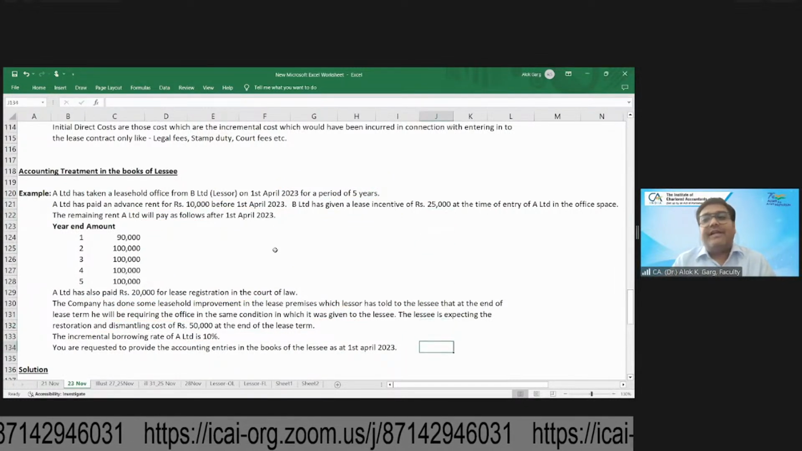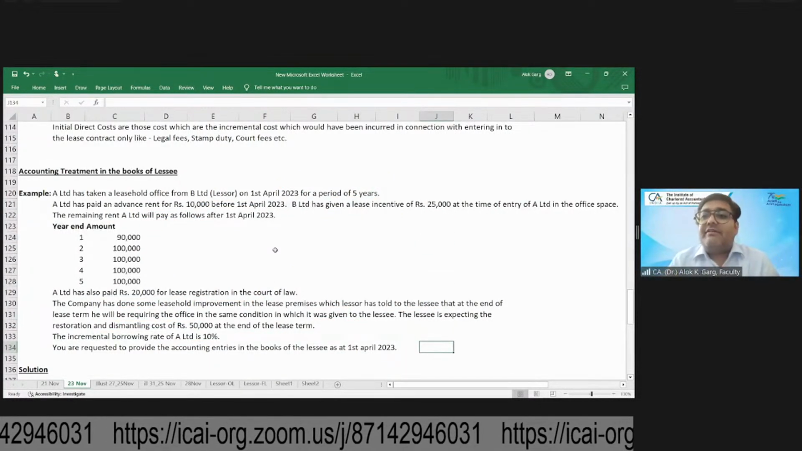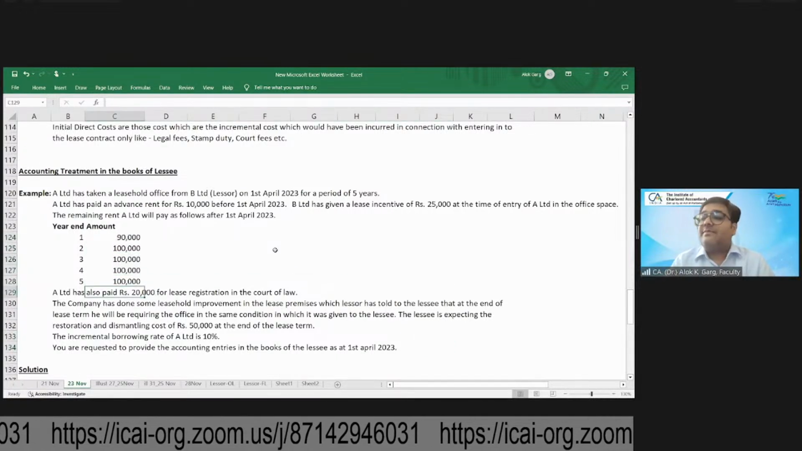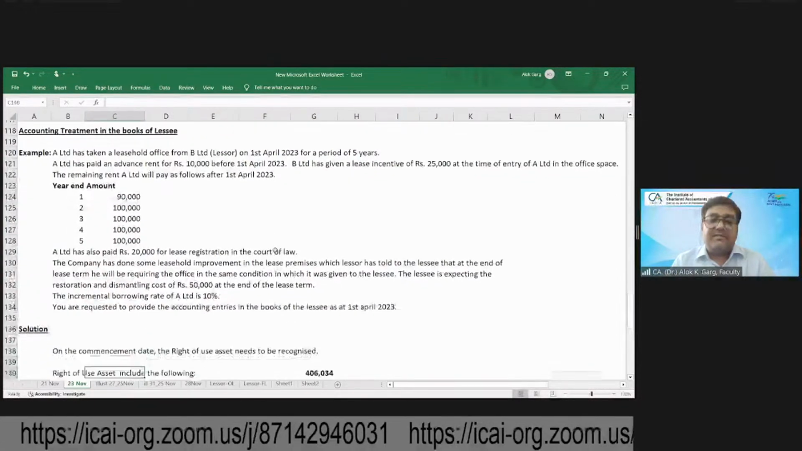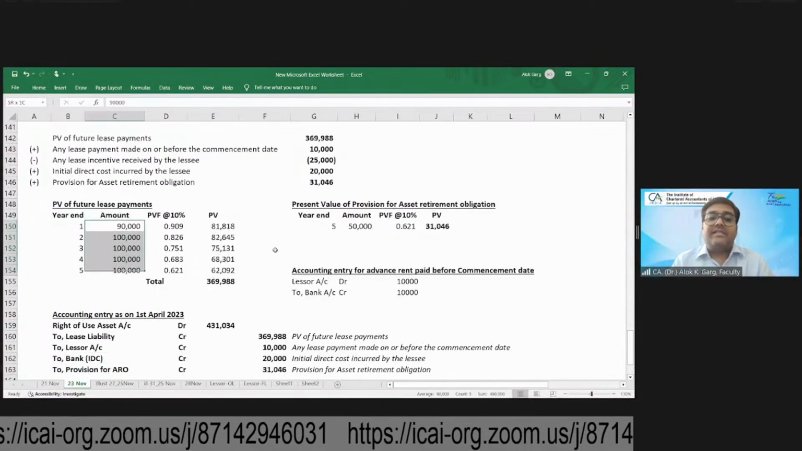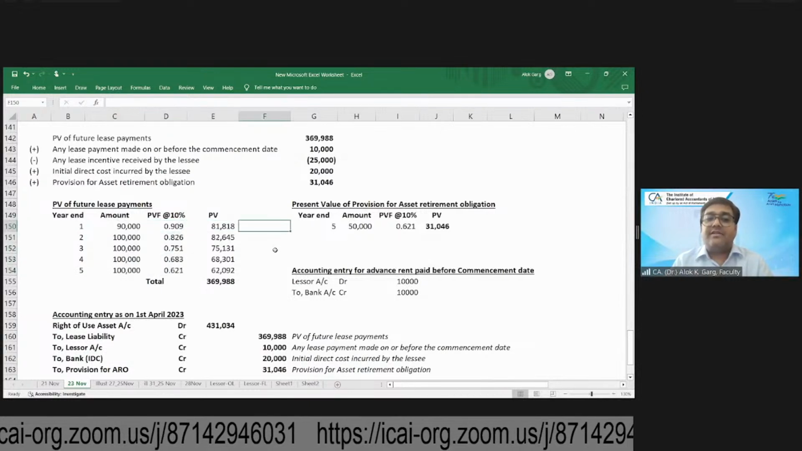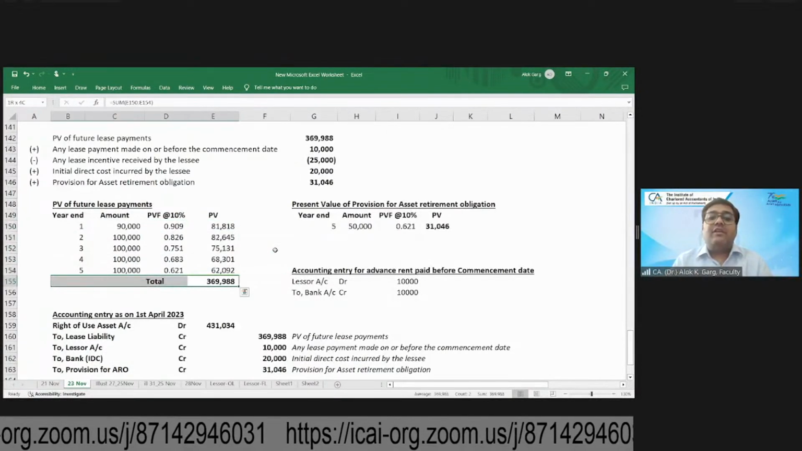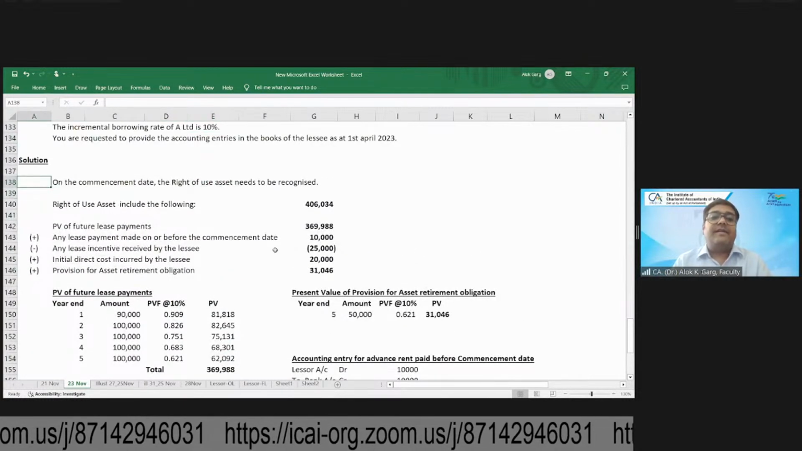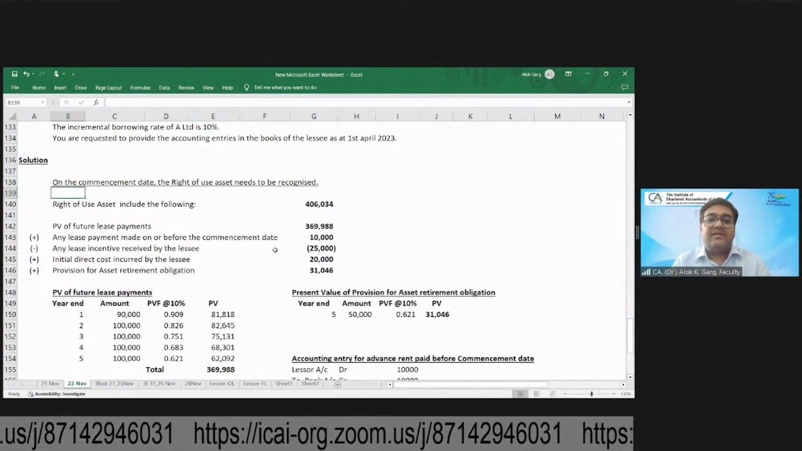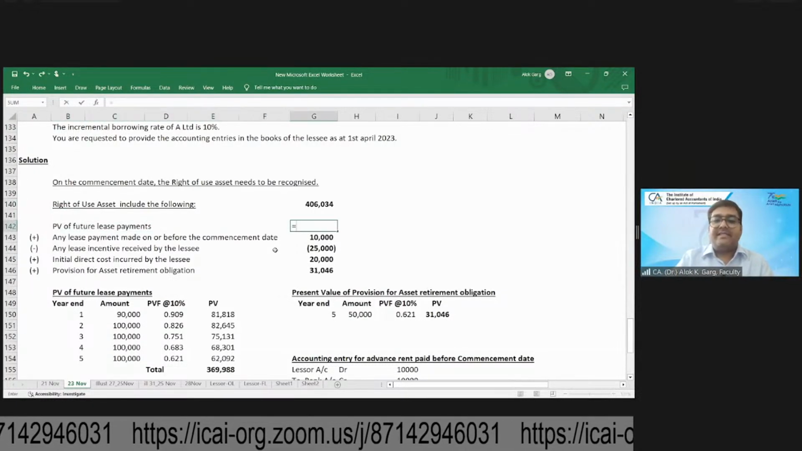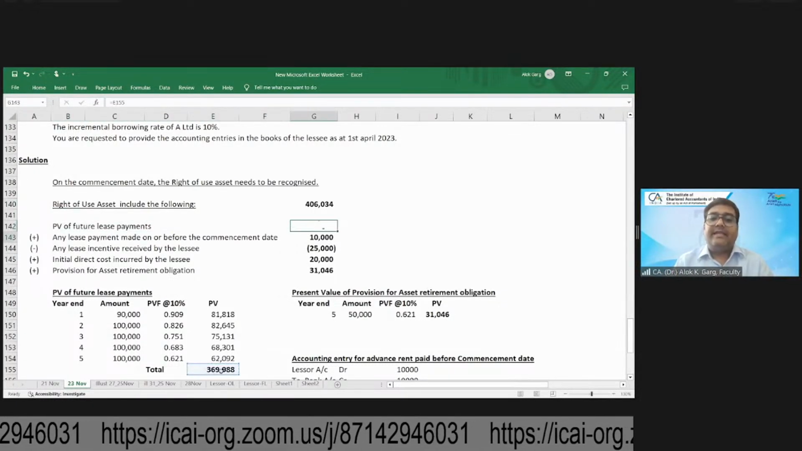What are the elements of right of use asset? Present value of future lease payments. What are the future lease payments? These are the future lease payments. The discount rate is 10%. Let's compute the present value of future lease payments. These are the payments, this is the discount rate, and this is the present value. So the present value of future lease payments comes out at 369,988. On the commencement date, the right of use asset needs to be recognized. Right of use asset includes the following: present value of future lease payments, 369,988.